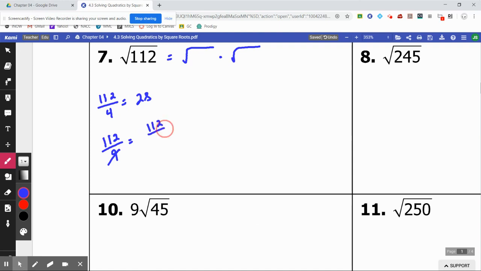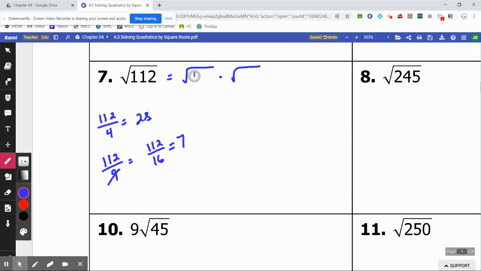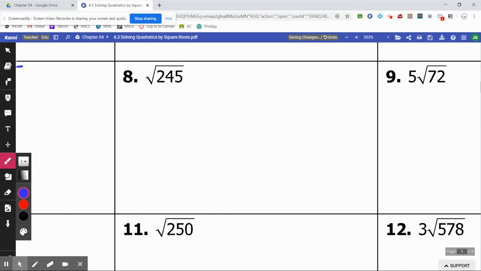We can take 112, try to divide it by 16, which is our next perfect square, and that will divide, and it gives us 7. So therefore, that's going to be the largest one. We can split this into 16 times 7. Once you have it split, now just clean it up. The square root of 16 is 4, and the square root of 7, you don't know, so leave it as 4 root 7. Square root of 245, let's split it.